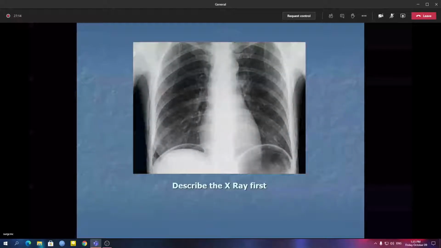So this is another X-ray which is given very commonly in the examination. Can somebody describe the X-ray to me? There is definitely some gas under the right dome of the diaphragm. Probably this is a case of hollow viscus perforation. You have told it right, but I am telling you, you first describe what the X-ray is.